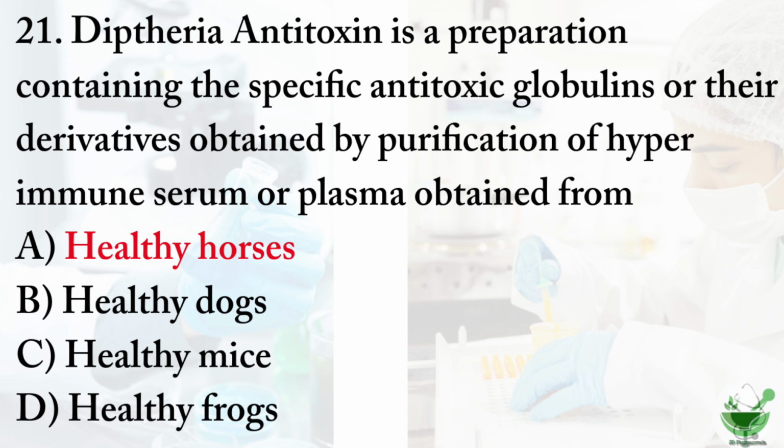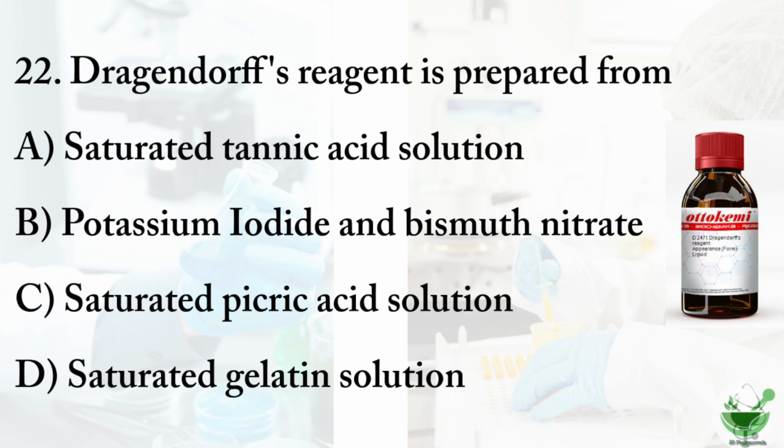Next, question number 22. Dragendorff's reagent is prepared from. Option A, saturated tannic acid solution. Option B, potassium iodide and bismuth nitrate. Option C, saturated picric acid solution. Option D, saturated gelatin solution. The correct option is option B, potassium iodide and bismuth nitrate.